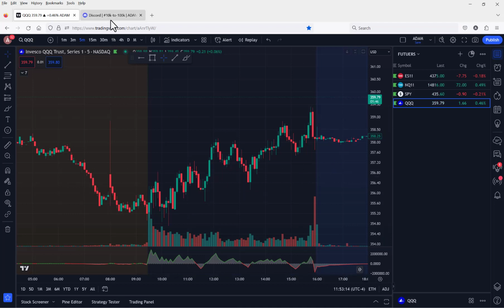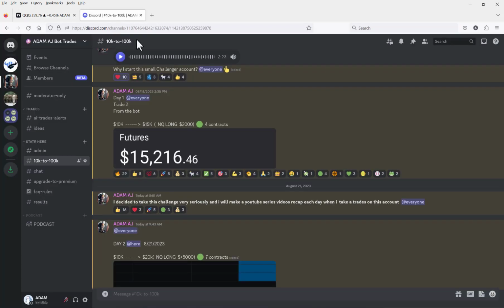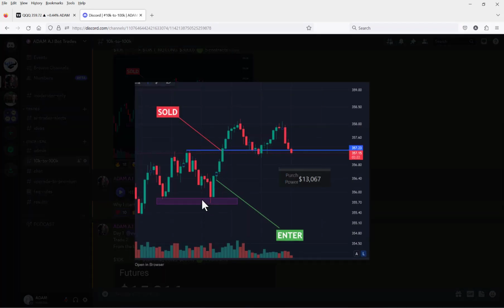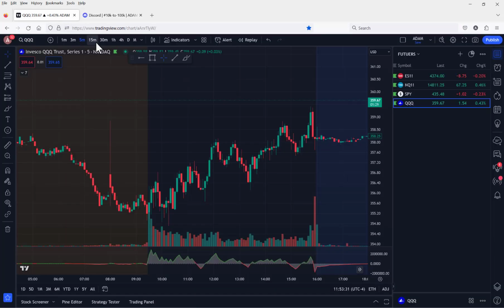As you can see right now, on the first trade the size was bigger. Why? Because the setup was better and the stop loss was very tight. On trade number two, the size was smaller. Why? Because I don't like to size up on calls from the top. So the size was smaller.